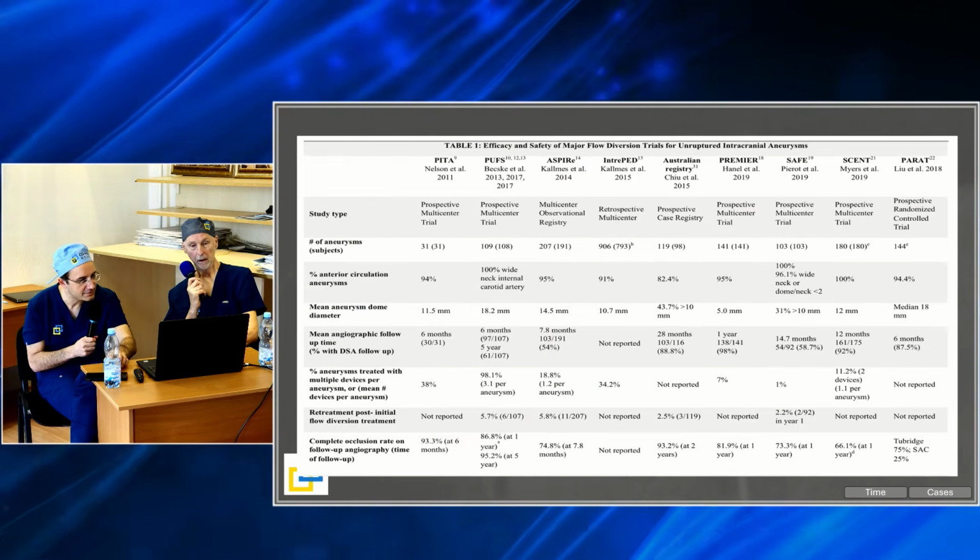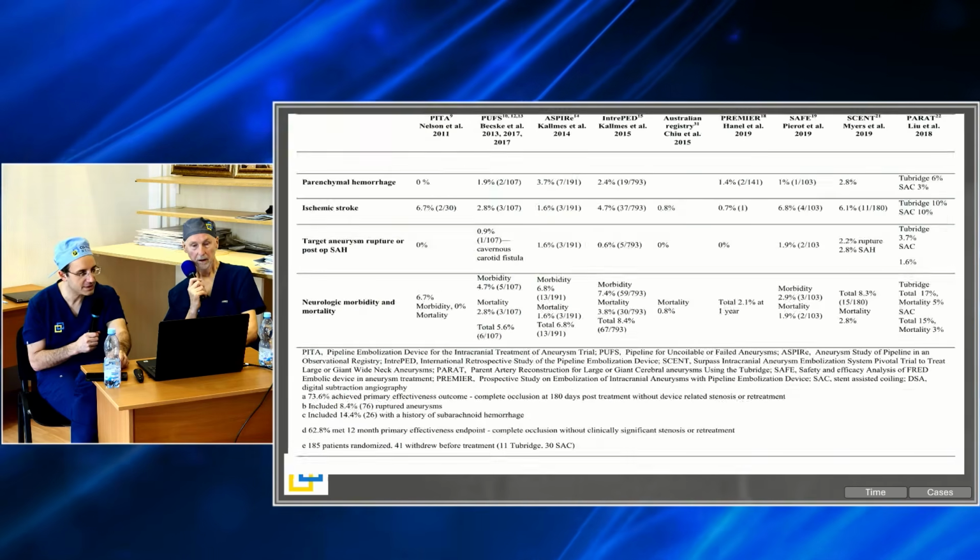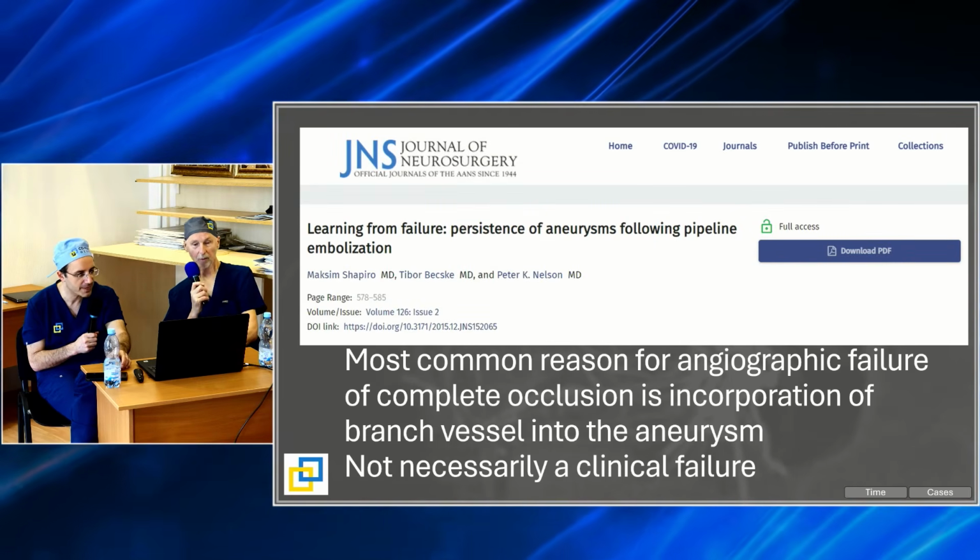So we can maybe skip this over because we're going to show some cases. You can read all of this. Cases are more important.